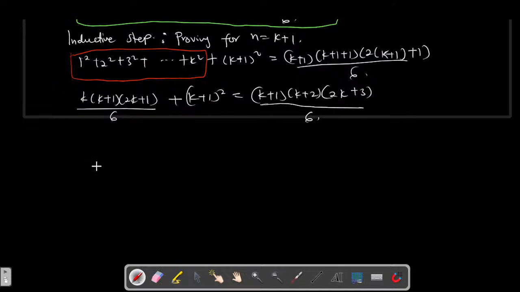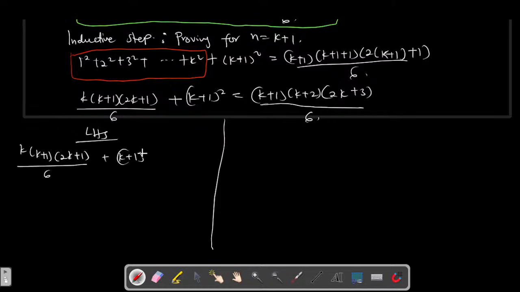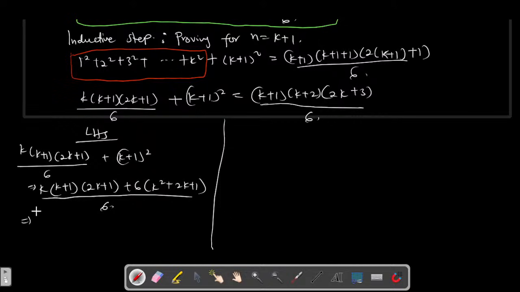So I have my LHS, my left hand side. Let me do it this way. I have k multiplying k plus 1 multiplying 2k plus 1 all over 6, plus k plus 1 all squared. So simply I'll cross multiply, as simple as that. So this becomes k plus 1. This is here, so I'll have k plus 1, k is out, multiplying 2k plus 1, plus 6 multiplying, here you have to expand, so it's the same as k squared plus 2k plus 1, all over 6.